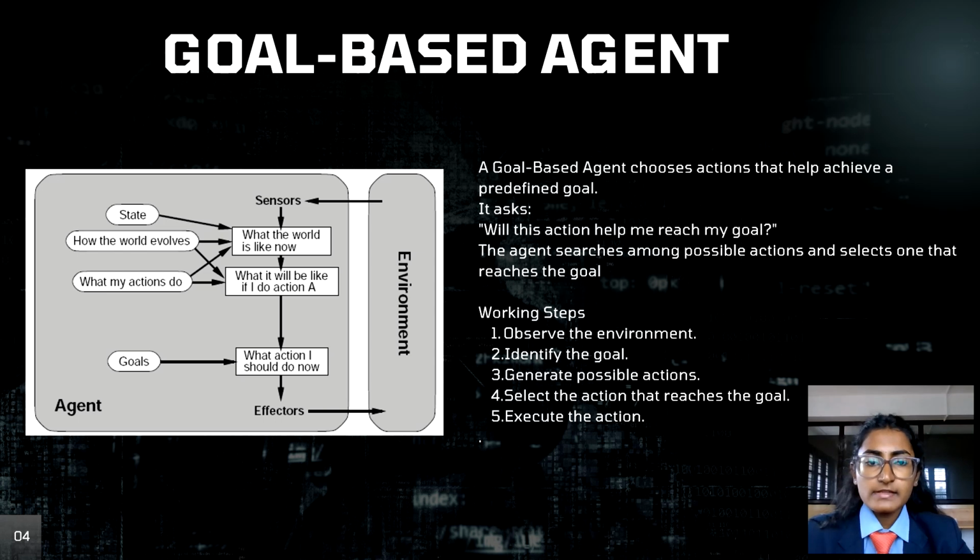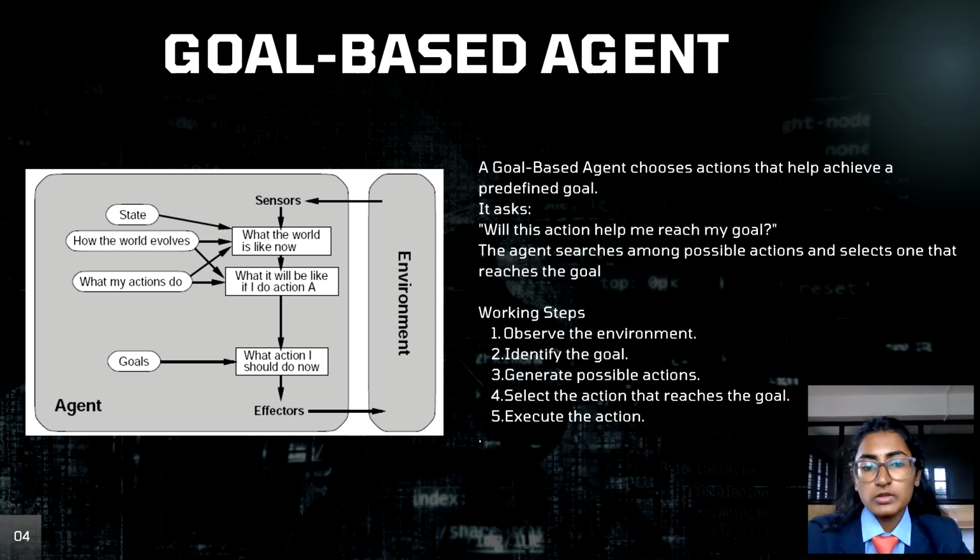Now, let us discuss the goal-based agent. The agent always has a specific target or a destination. Every action it takes is aimed at reaching that specific goal. Before taking an action, the agent checks whether the action will help it achieve its goal. If the answer is yes, it proceeds with the action. The agent looks at different possible actions and chooses one that successfully reaches the goal.